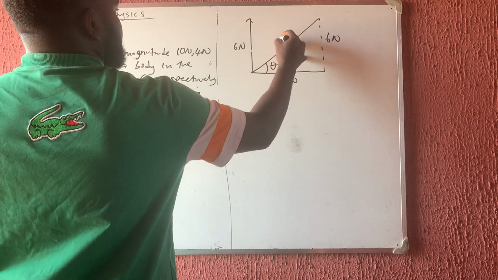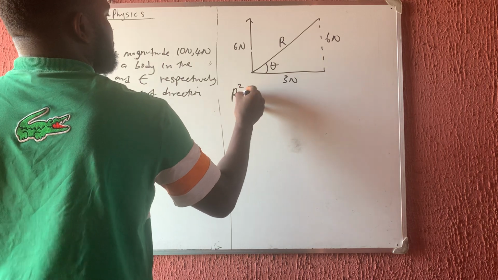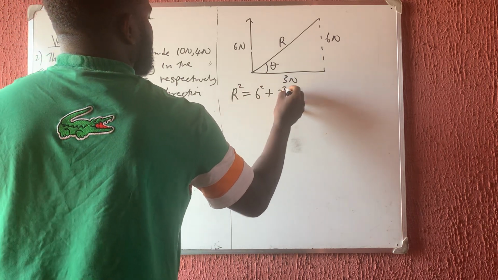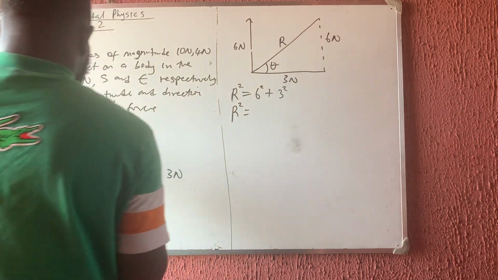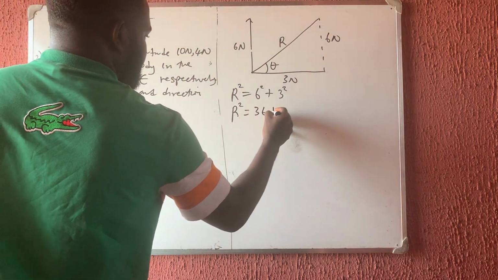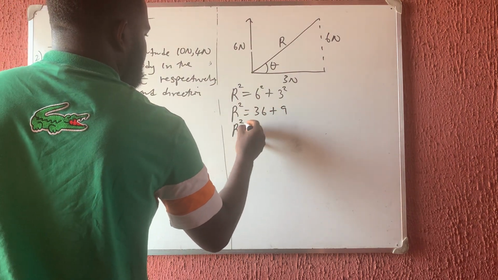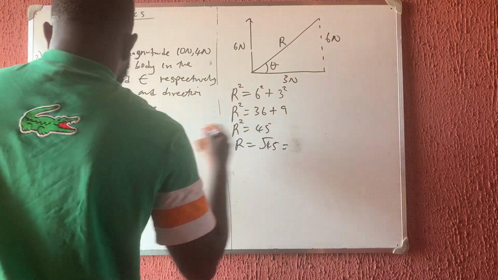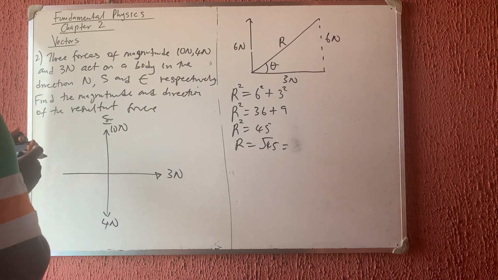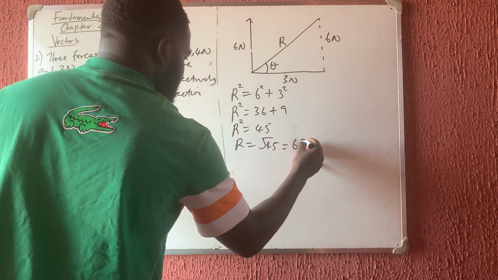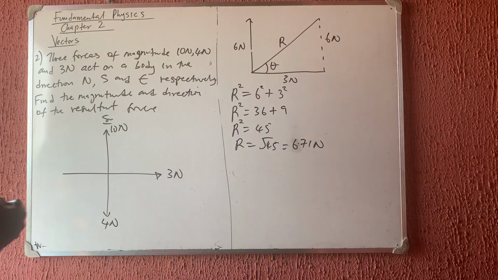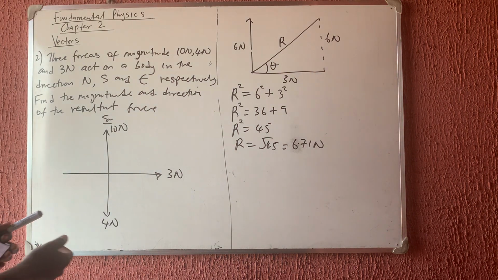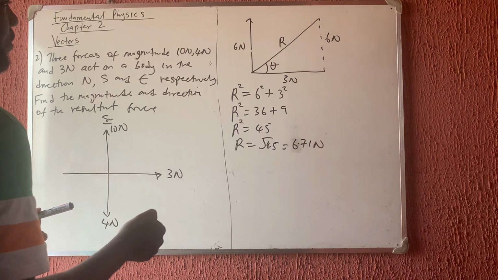Using Pythagoras theorem for the resultant, I have that r squared is equal to 6 squared plus 3 squared. So my r squared is equal to 36 plus 9, which is 45. So my r will now be the square root of 45, and the square root of 45 will give you 6.71 Newton. Very, very simple. I don't want to start resolving it using resultant of vectors. You can watch my video on that to understand that.